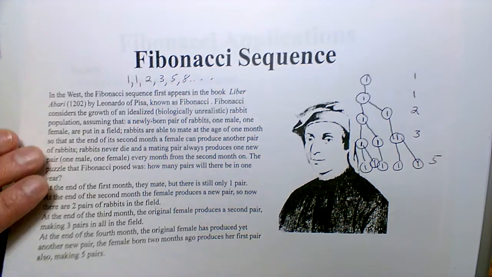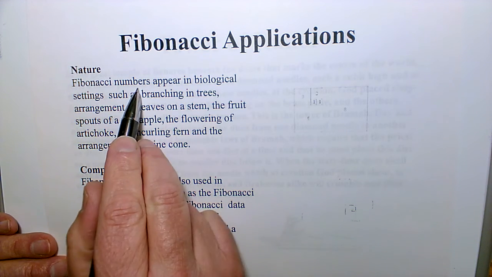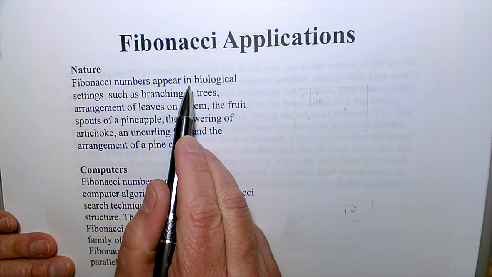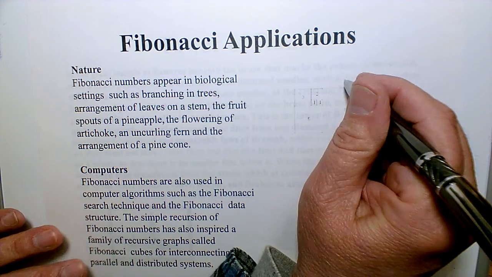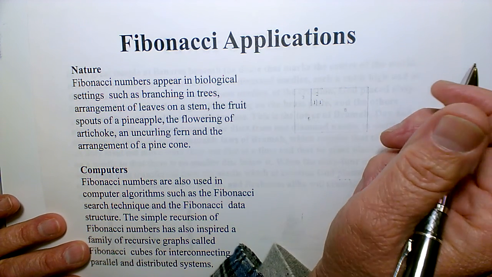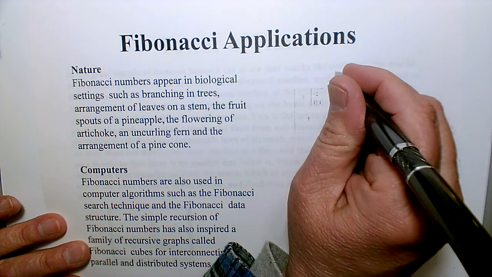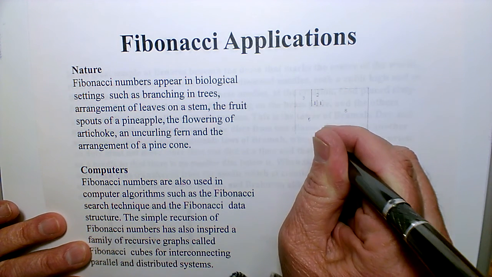The interesting thing about this pattern is it happens many places in nature. The Fibonacci numbers appear in biological settings, such as the branches on a tree. Now, I know there's 2 pictures on the PowerPoint, and I've included the PowerPoint slides on Blackboard, but I'm going to draw a little different picture here.